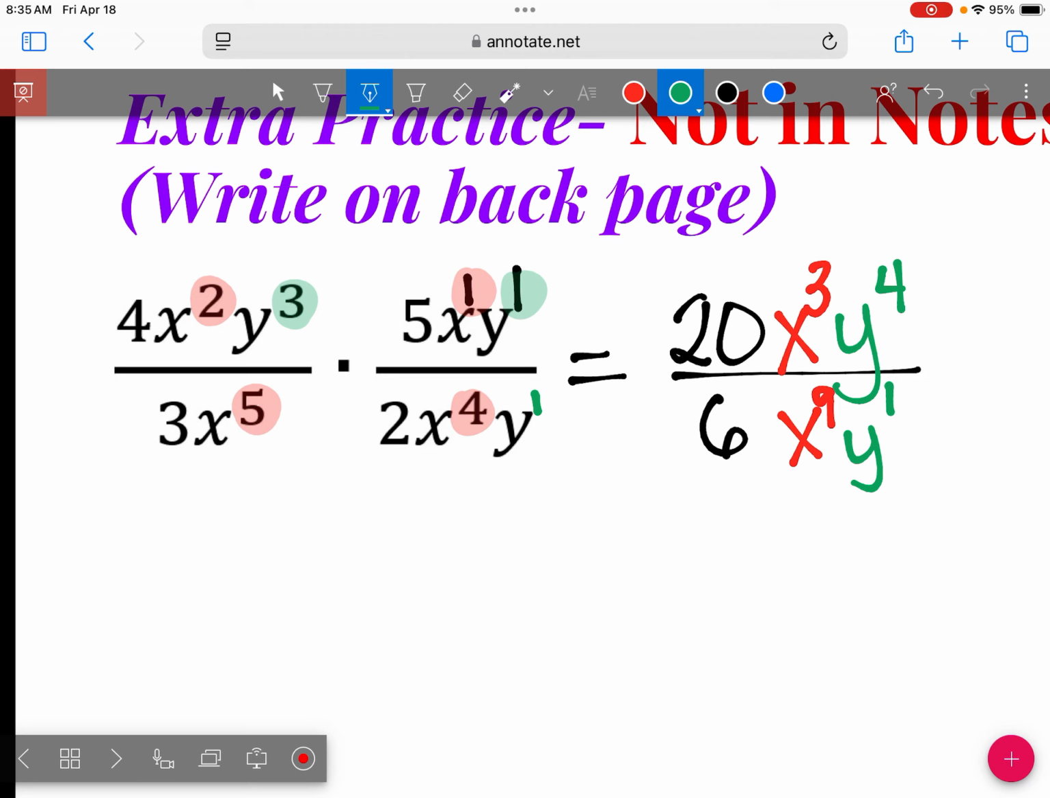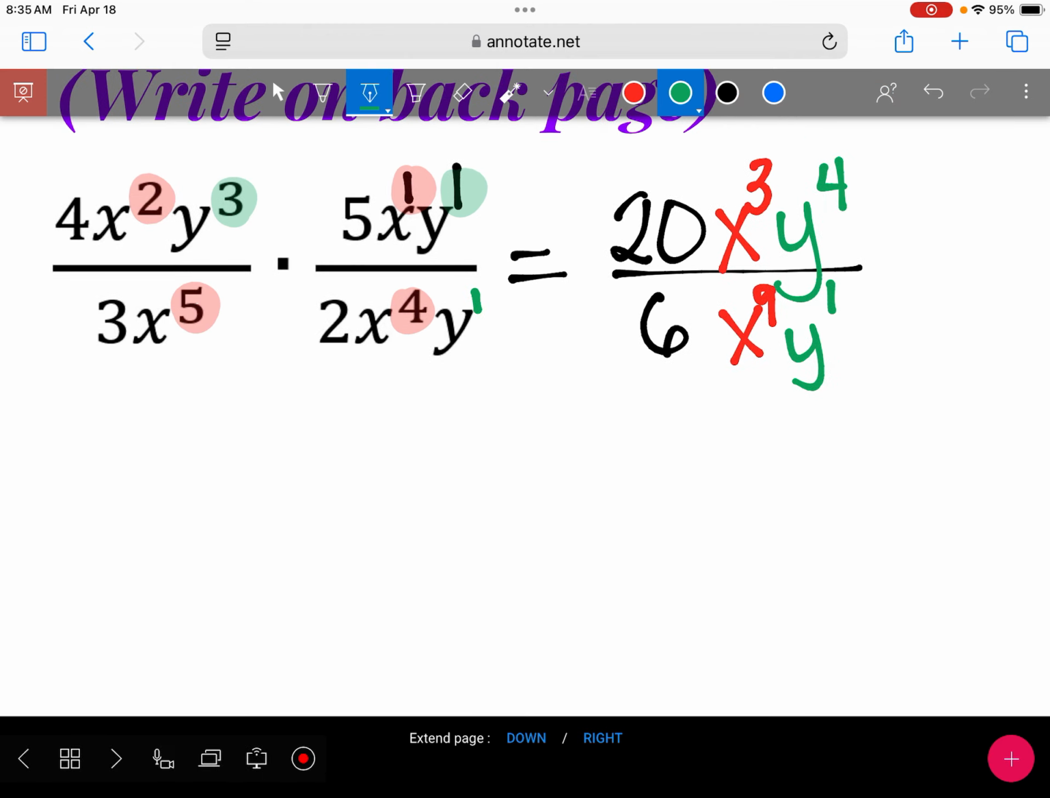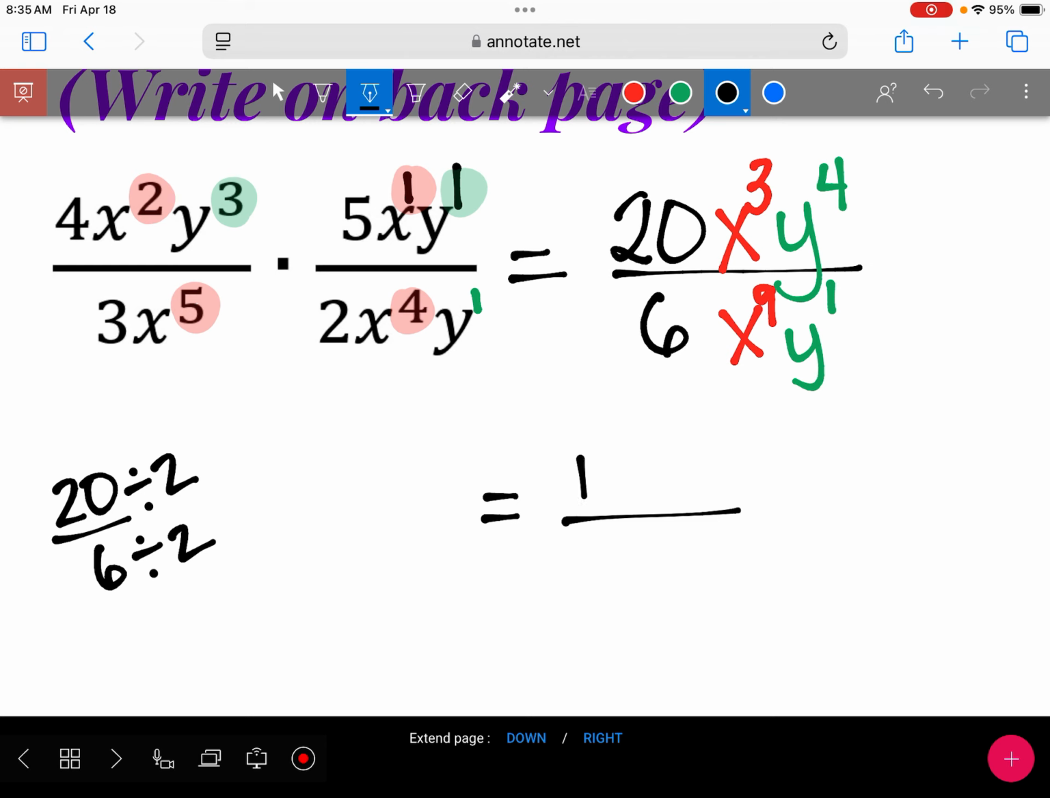So who had that to start? All right, you got half the points. So then we're going to reduce our numbers. 20 and 6, they're both even, so we can divide those both by 2. If you look at your multiplication chart, 2 is the only column where you're going to see both of them together. So that becomes a 10 over 3.